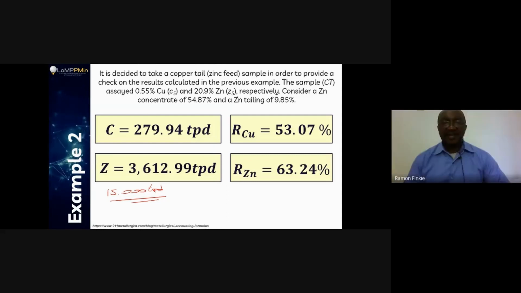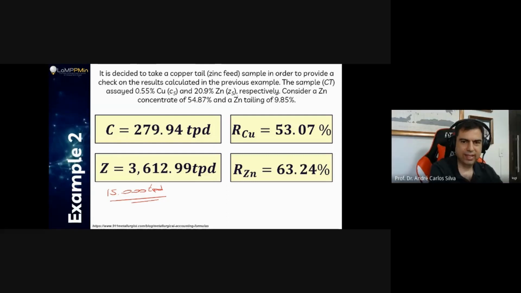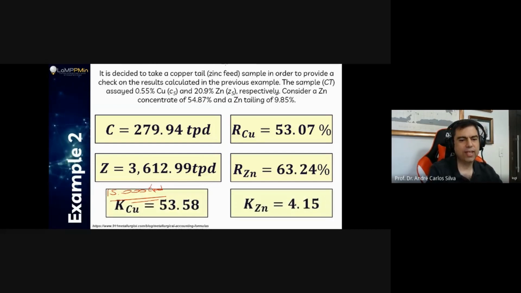Okay, so let's move forward a little bit. So this is the case. Okay, so if you consider, you can also calculate or estimate the K for copper and the K for zinc, and those results you can see they are quite different. Okay, and why are they so different? Because I'm considering the input of zinc as 20.9%, which would be the feed of the zinc coming from the tailings of the copper, and that's why you're gonna end up having this number so low.